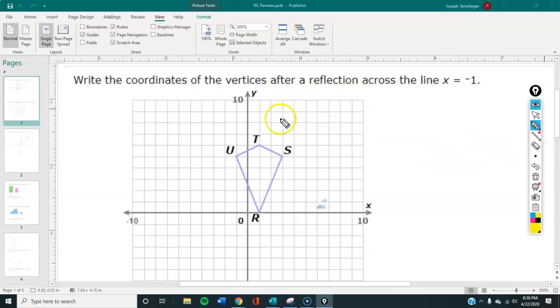So let's do this. Alright, so let's find the coordinates of this after a transformation. We have T. Yellow is a terrible color to use. So I'm being hushed. My kids are kind of sleeping.